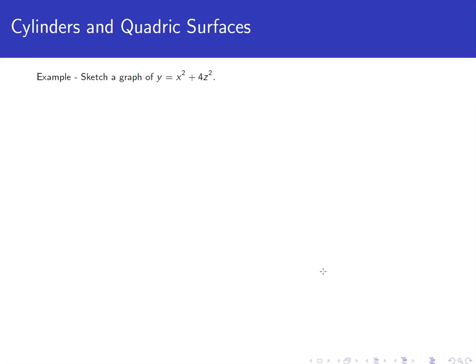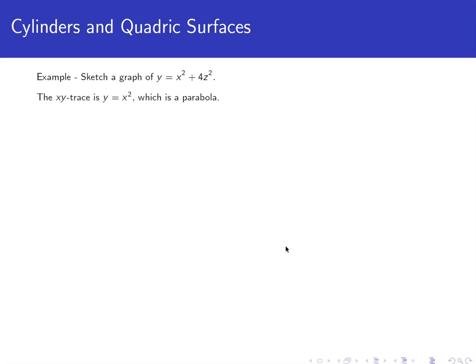Let's look at another quadric surface. Let's look at the graph of y equals x squared plus 4z squared. Again, let's look at traces. The xy trace is a parabola. Putting z equal to 0, we get y equals x squared, so we get a parabola.